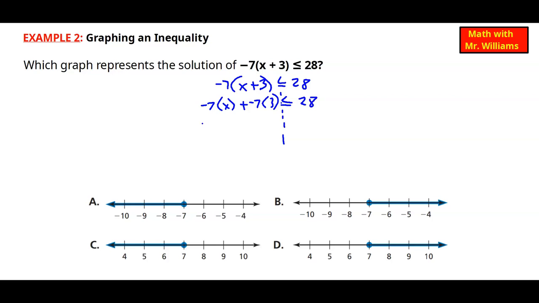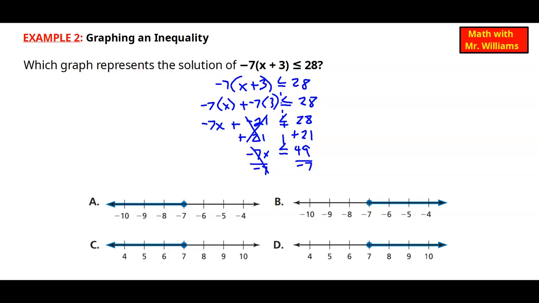All right, negative 7 times x is a negative 7x plus negative 7 times 3 is a negative 21, and that is less than or equal to 28. Our next step is to get rid of our like terms. So we have plus a negative 21 and we have a 28. We've got to bring them together. So I'm going to add a positive 21 to the left and a positive 21 to the right. This will cancel out the positive and negative numbers here, leaving me a negative 7x is less than or equal to 49. I need to get rid of the negative 7, so I'm going to divide by negative 7 on the left and divide by negative 7 on the right.